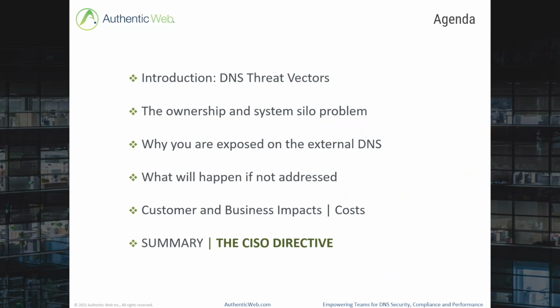As an agenda, we will first provide context of what we mean by DNS security vectors by separating them into two categories. We'll then look at the ownership and system silo issue, why and how the business is exposed, what will happen, and then take a look at the business impacts and costs, all supported by third-party research evidence. In the end, we'll summarize the situation and provide a recommended CISO directive that you can adopt to get proactive and mitigate these DNS risks.